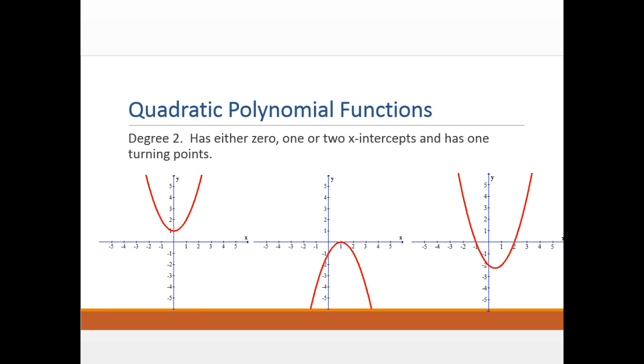We looked at quadratic polynomials before. A quadratic polynomial can have 0, 1, or 2 x-intercepts. Here's an example of 0 x-intercepts. Here's an example of 1 x-intercept where it goes up and just touches the x-axis and comes back down. And here's an example of 2 x-intercepts where it passes through and then comes back and passes through again. All quadratic polynomials have a single turning point.